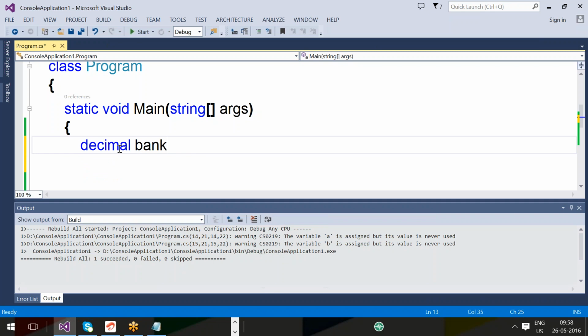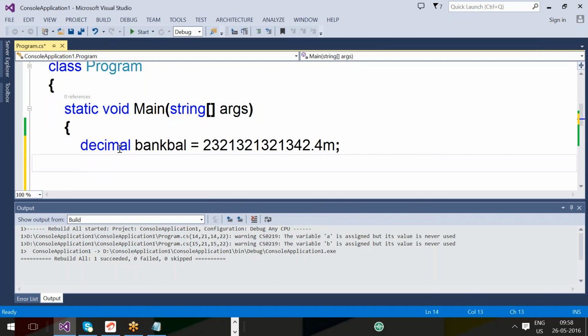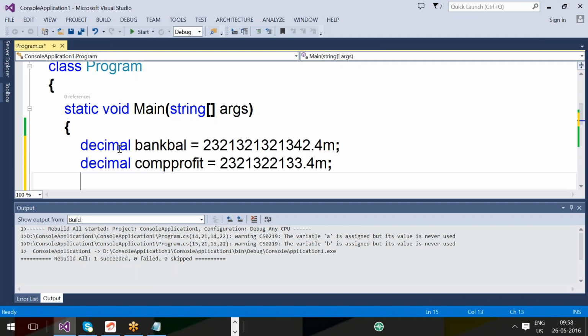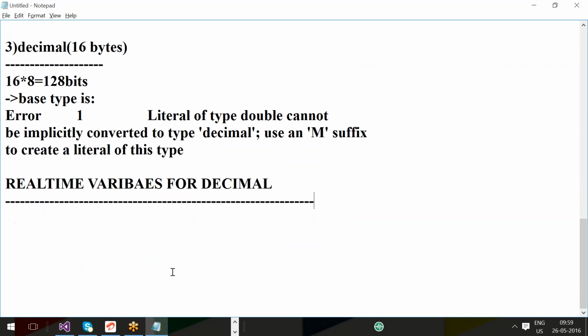Bank balance, company profit, country budget, ocean depth. Company profit and country budget: this type of huge amount of any floating data, you can declare as decimal. Right, that is the story about float, double, decimal.